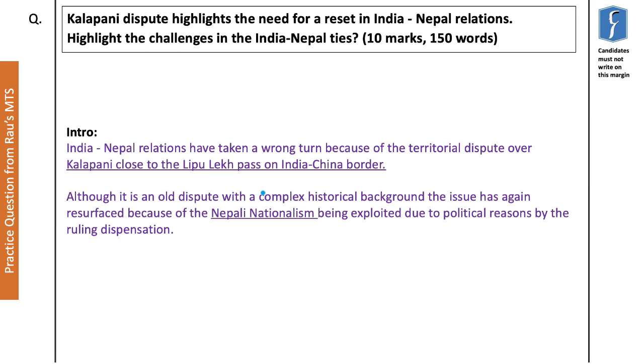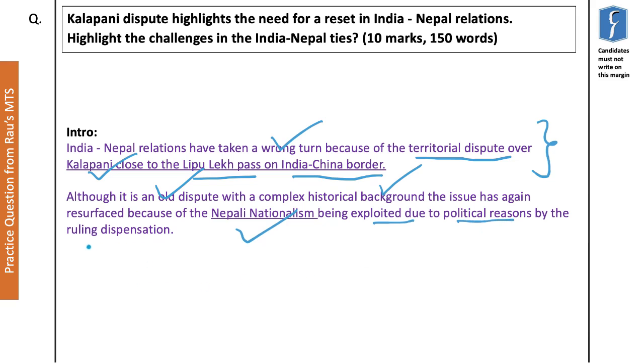So to start with, in the introduction part, you can say that India-Nepal relations have taken a wrong turn because of the territorial dispute over the Kalapani, which is close to the Lipulekh Pass on the India-China border. So by this introduction, we have highlighted the current dispute and where it is occurring. Further, in the introduction part, we have highlighted why this issue has resurfaced. So it reads, although it is an old dispute with complex historical background, the issue has again resurfaced because of Nepali nationalism, which is being exploited due to political reasons by the ruling dispensation.